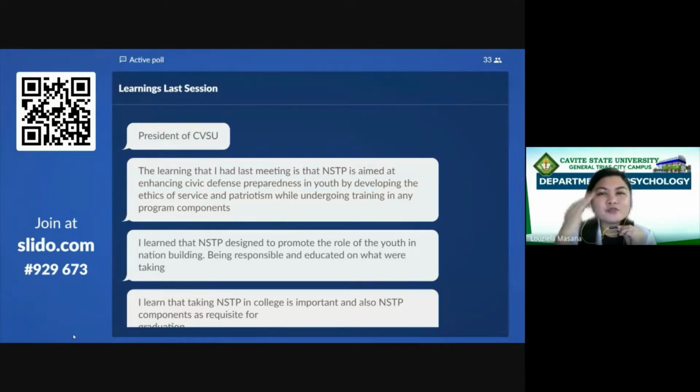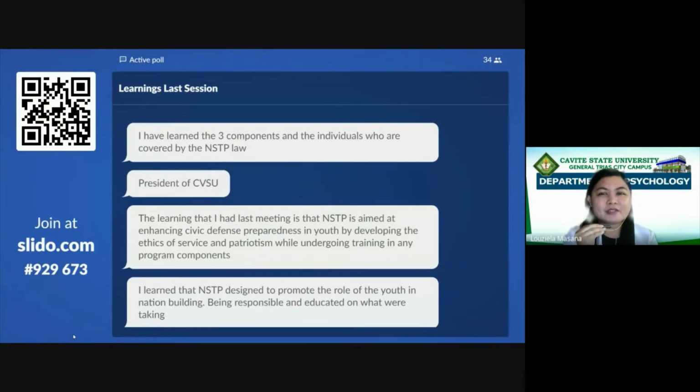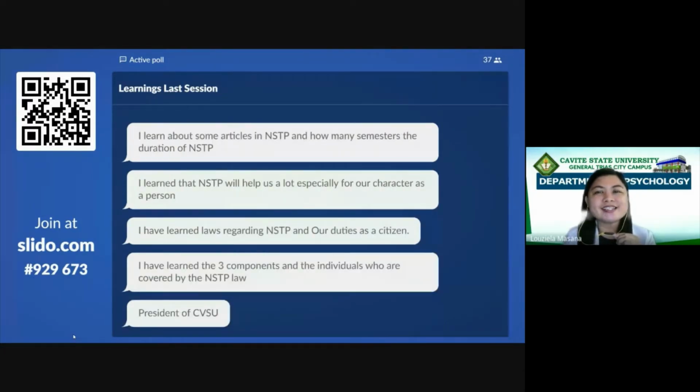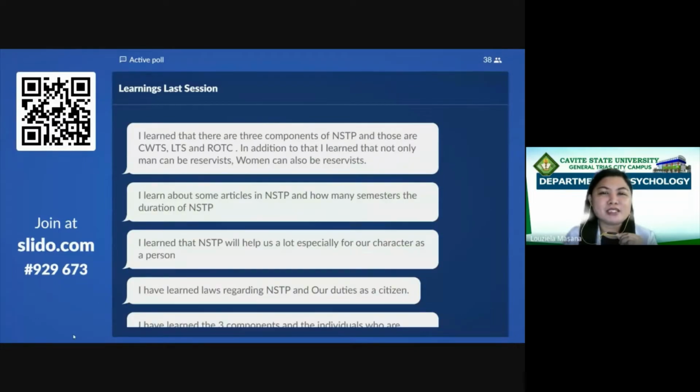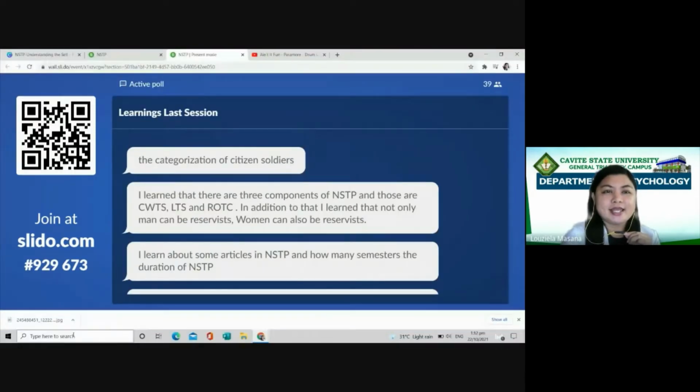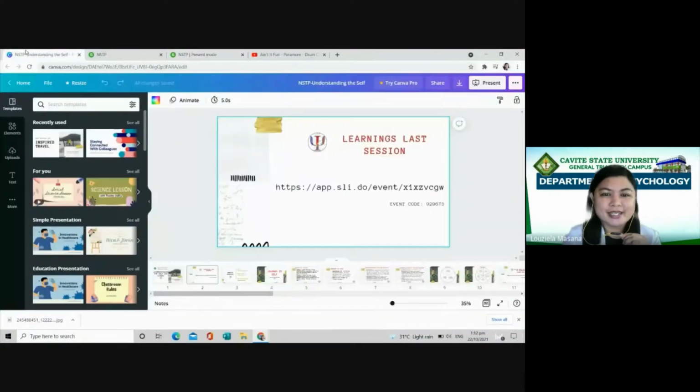The president of CVSU, sino ba ang naging presidente or sino ang presidente ng CVSU natin? Natutunan last time. Ayan. So technically, there are common learnings that you have. Very good. The laws, the components, everything about NSTP and the reasons why you are taking NSTP. Now, let me again navigate. Probably we can go back to that.